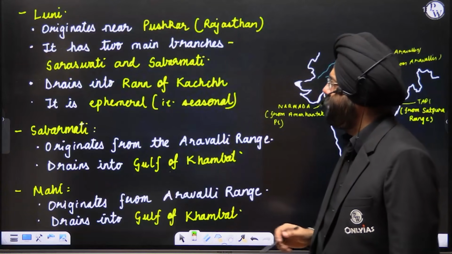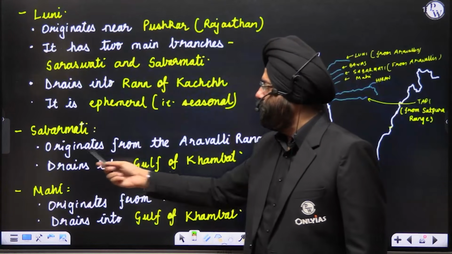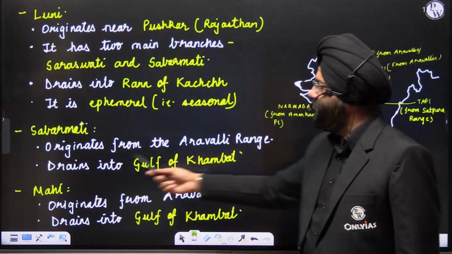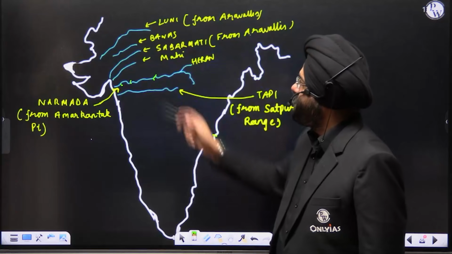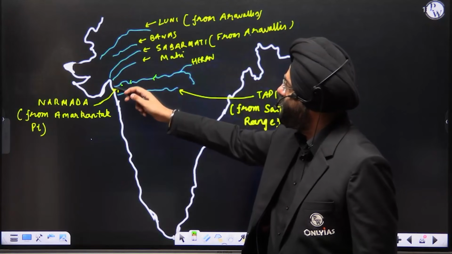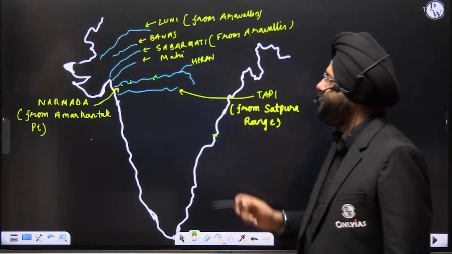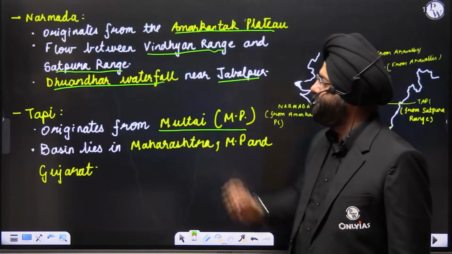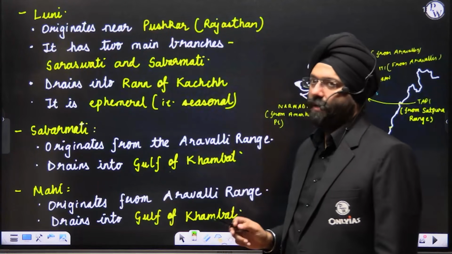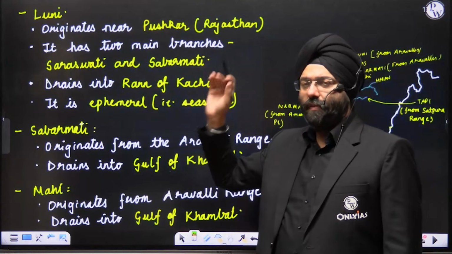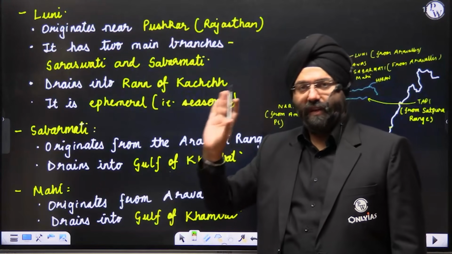Now if you see, Sabarmati originates from the Aravali range and drains into the Gulf of Khambat. Okay? See here. Sabarmati drains into the Gulf of Khambat. This is the river. Next comes Mahi. Let's see, Mahi originates from the Amarkantak, again drains into the Gulf of Khambat. So these are the small parts, Narmada, Tapi and little bit associated rivers, which we have done now.